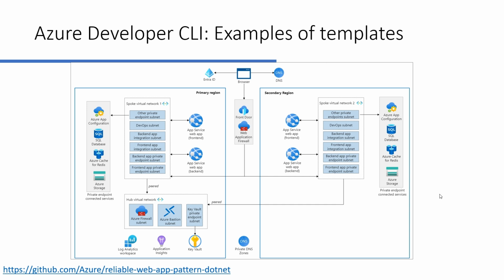Okay, here you can see a more complex template. And in this template, it's what we call the reliable web application pattern. Okay, so we have a web application with a database and a Redis cache and so on that's deployed in two different regions, and the cross-region communication is ensured with an Azure Front Door. Okay, so there is also a template for this scenario on Azure Developer CLI template gallery.